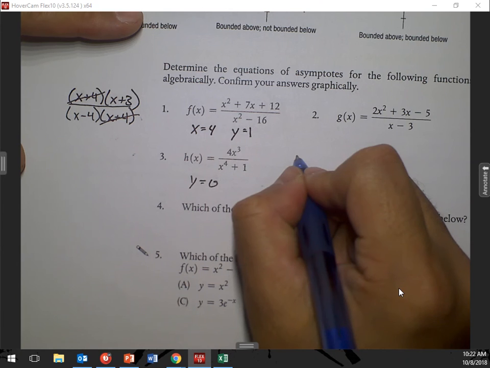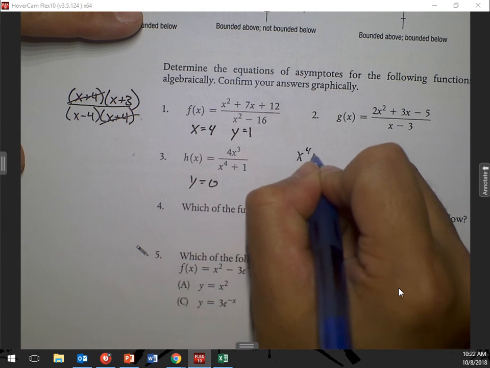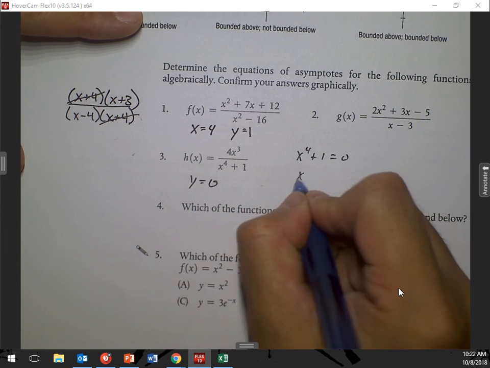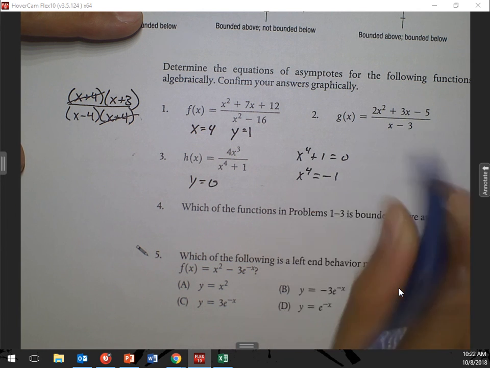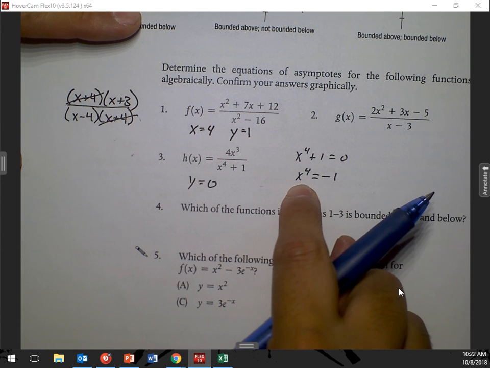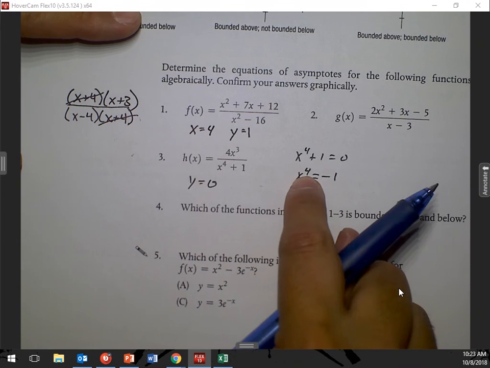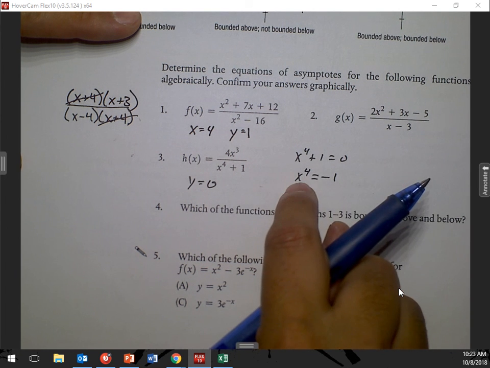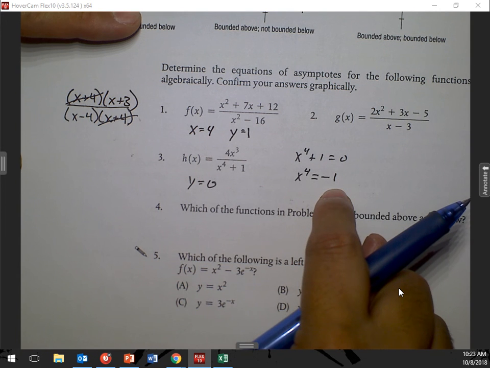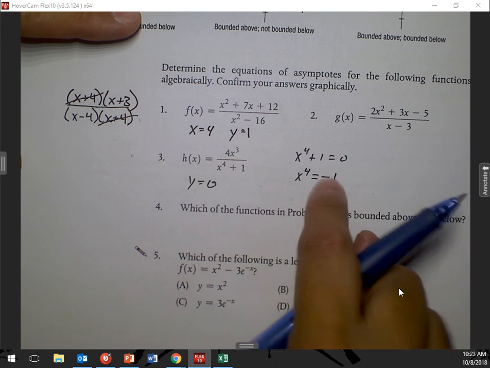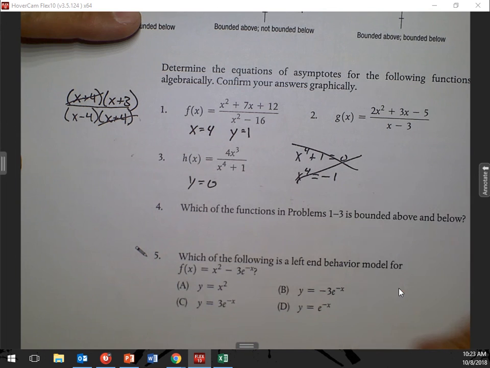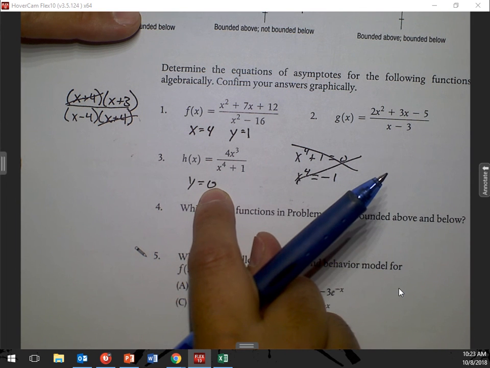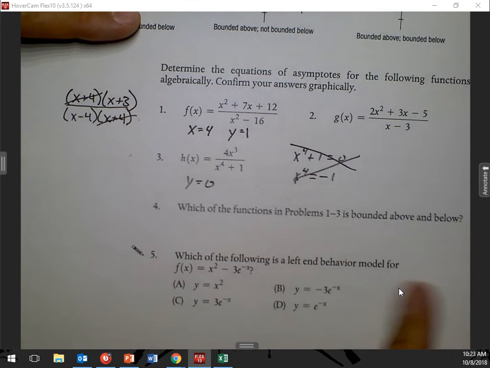If I did the math and I say that x to the 4th plus 1 equals 0, x to the 4th equals negative 1, right? Is it possible for an even power, x to the 4th, to equal negative 1? No. That's where you get imaginaries from. So this one is not going to work out. There is no vertical asymptote, but there is a horizontal asymptote at y equals 0.